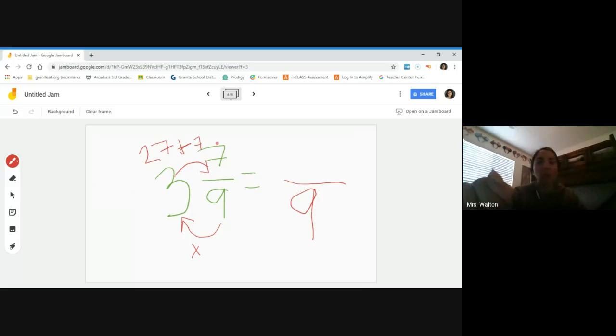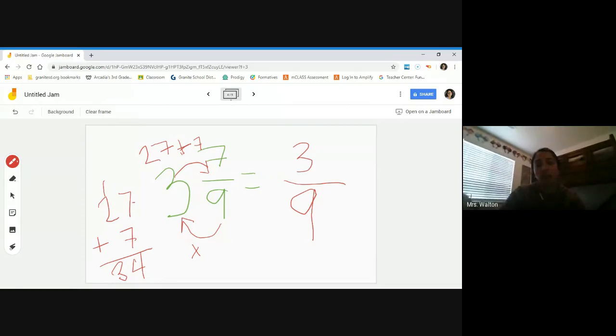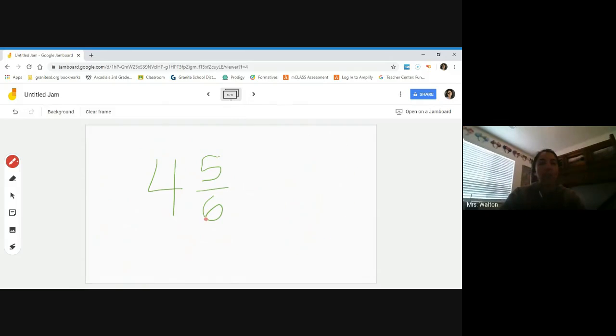And 27 plus 7, you know how to add. 7 plus 7 is 14. Carry your 1, and you would get 34. And that's your answer because we did the circle. We changed it from a mixed number to an improper fraction, and we've learned how to do that before. We learned how to do circles with our improper fractions and mixed numbers. So we just multiply 9 times 3, add 7 to that, and we got 34/9 as our answer. Okay, one more, and then I'll take some questions.